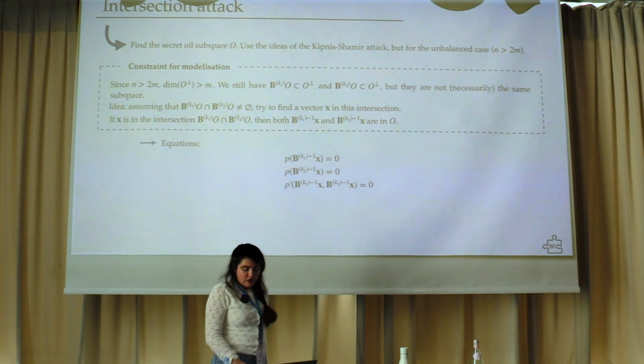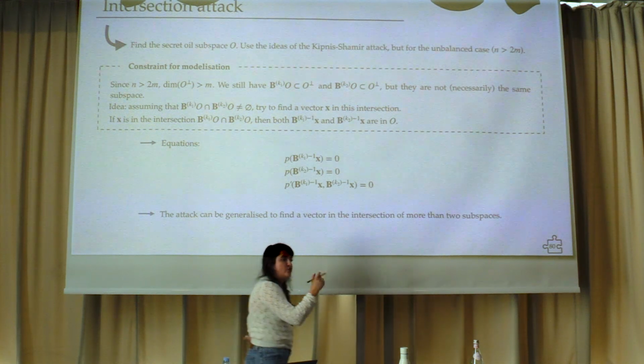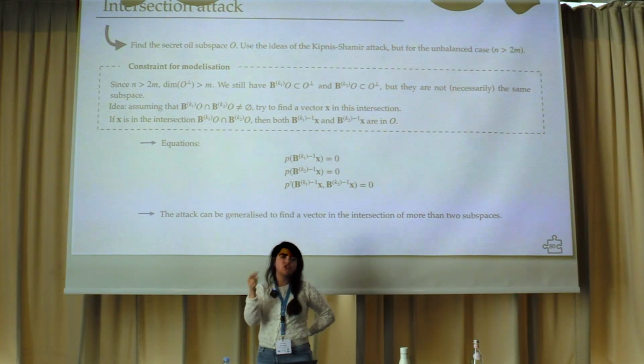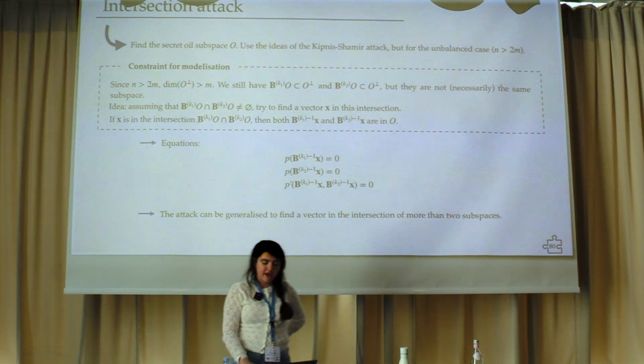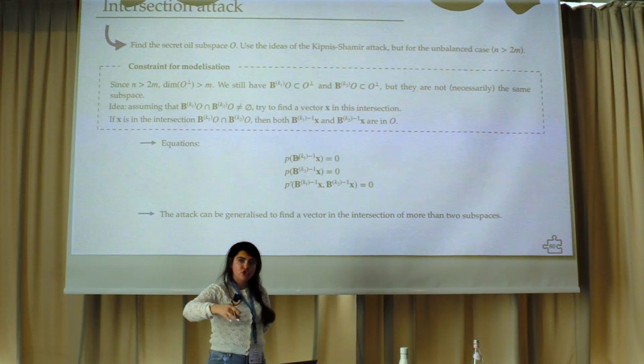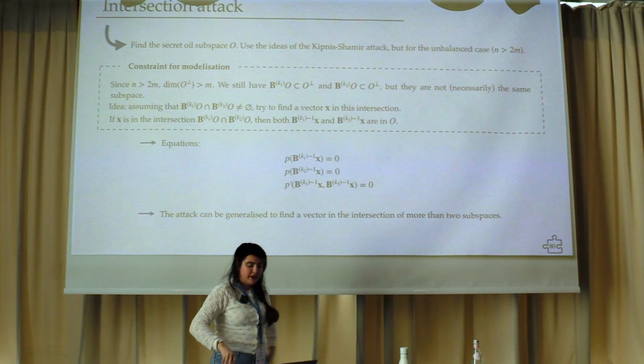I showed it here with only an intersection of two, but you can generalize this, right? You can also try to find a vector in the intersection between three subspaces, because you have several matrices, B, K1 to Km, that you can choose from. What is the catch, right? What brings the trade-off here?